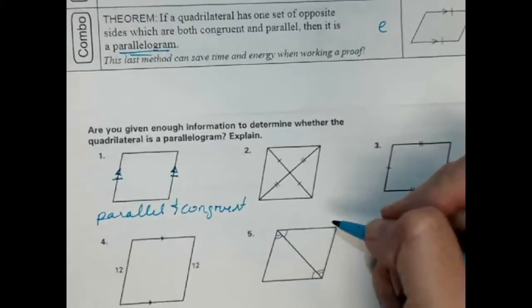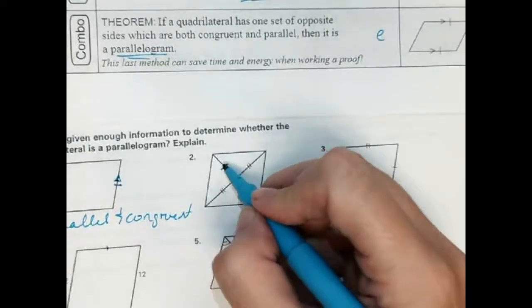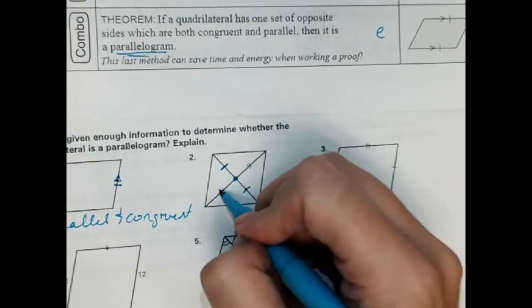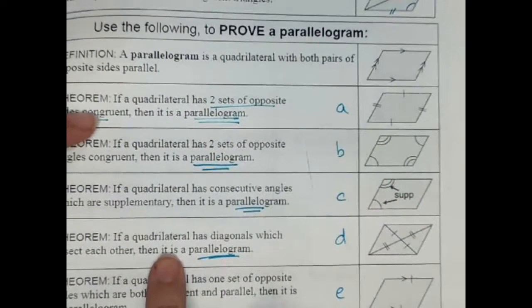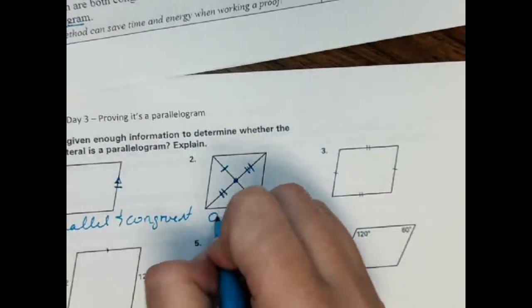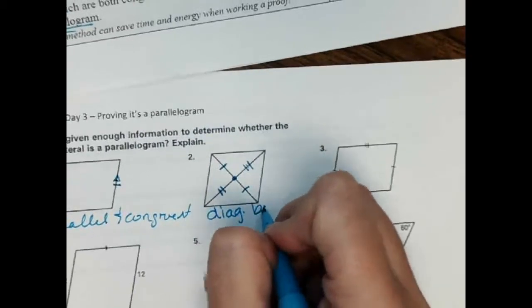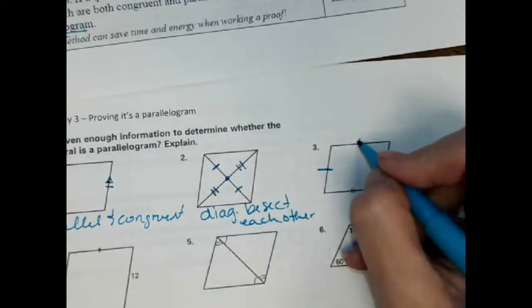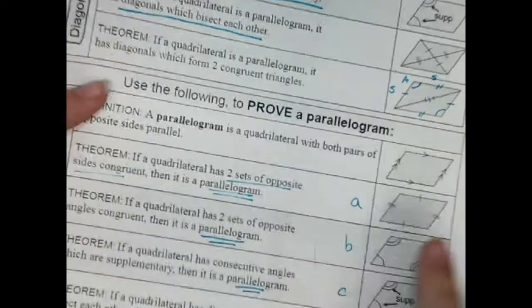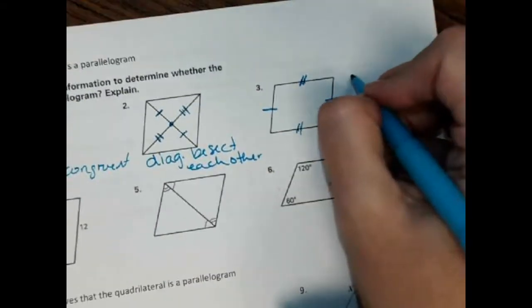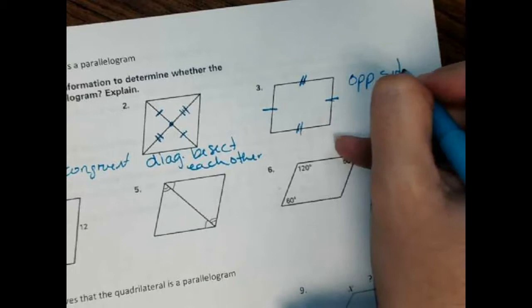What is the second one showing me? It's showing me that this is equal to this. So this diagonal has cut this one in half and this one here is equal to this one here. That's showing me that the diagonals bisect each other. And that tells me that it's a parallelogram. Diagonals bisect each other. Okay, the next one says this side is congruent to this side, and this side is congruent to that side. That's this rule right here that says 2 sets of opposite sides congruent. So this is enough information, opposite sides congruent.